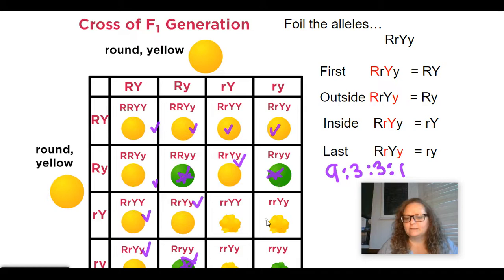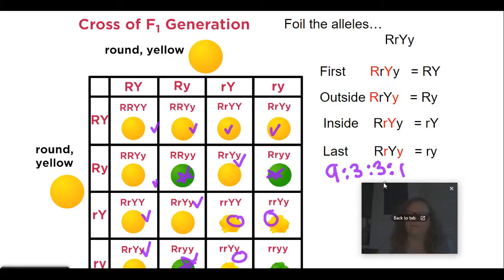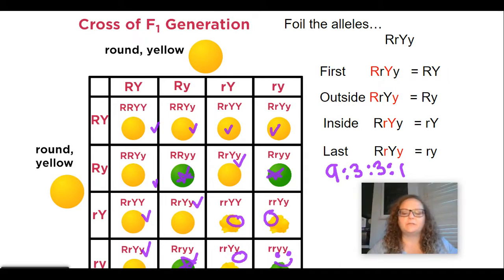And then this one is going to be recessive for the first trait, but dominant for the second trait. So I'm just going to do a circle. 1, 2, 3. And then our 1 over there, our last little 1, is going to be recessive for both. And so that one, I'm just going to put a little smiley face. There you go. So that's what we mean by 9 to 3 to 3 to 1.